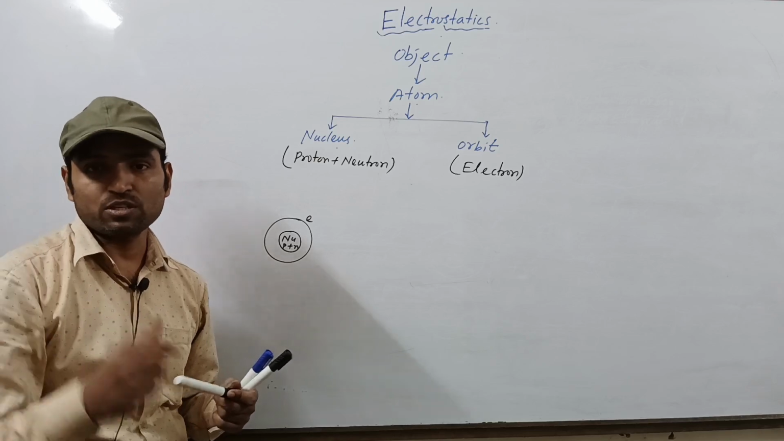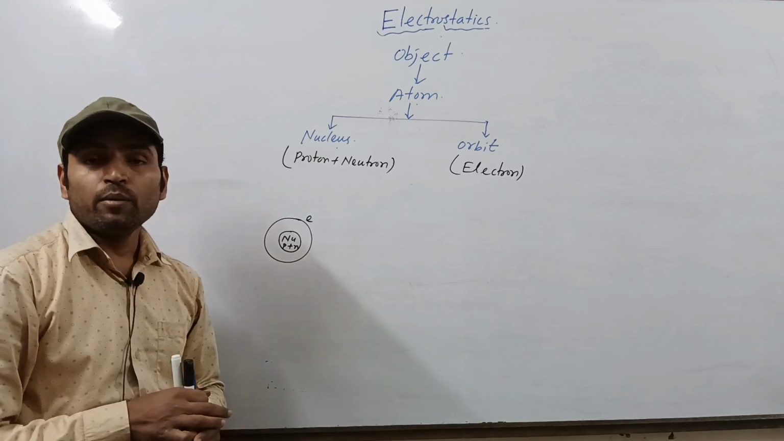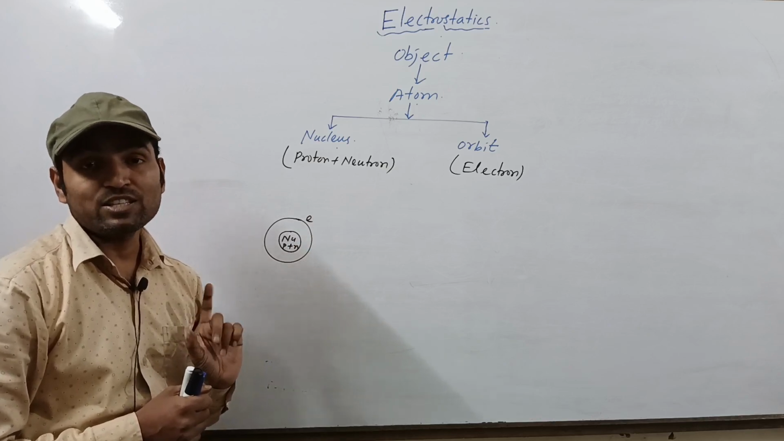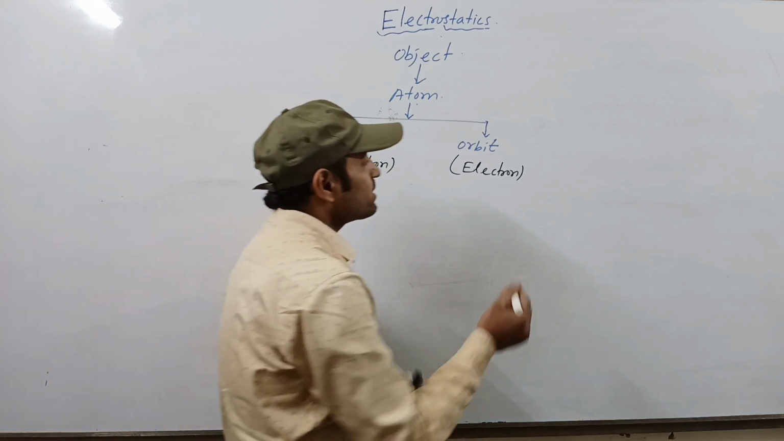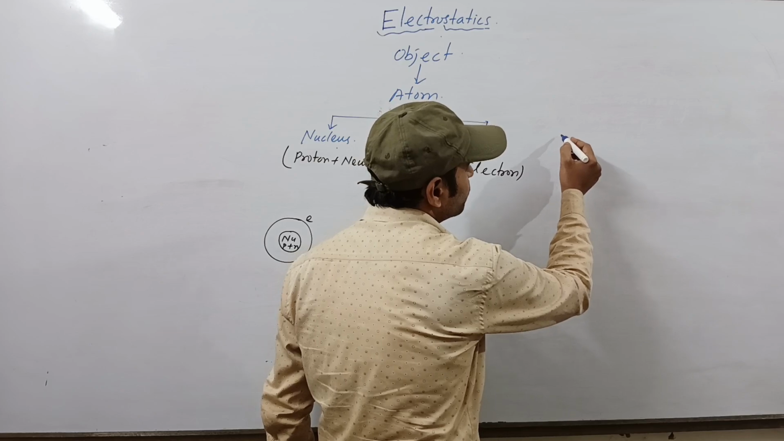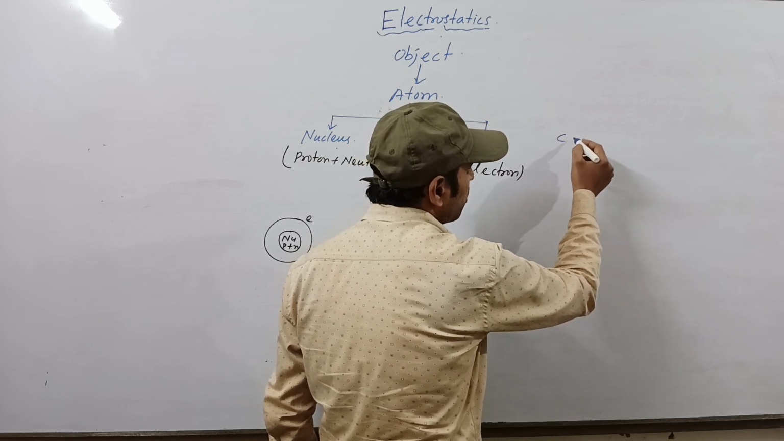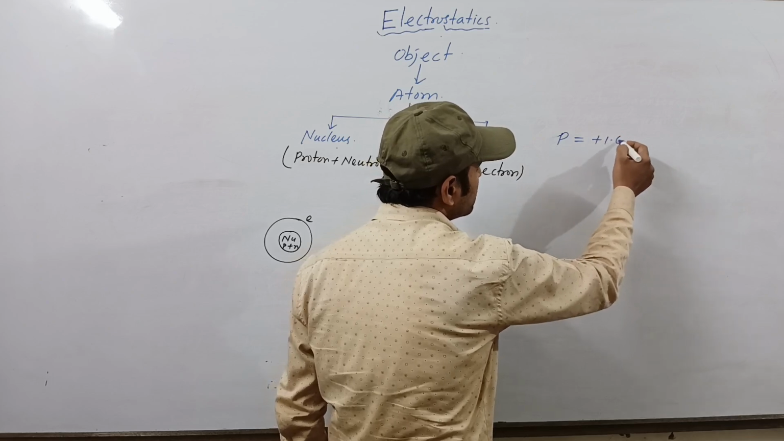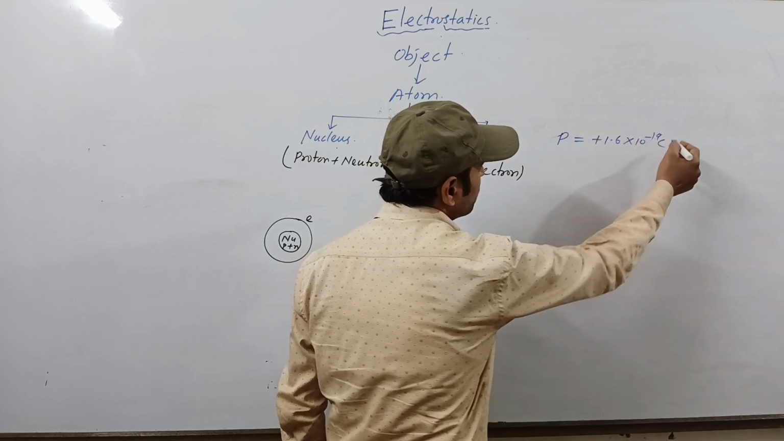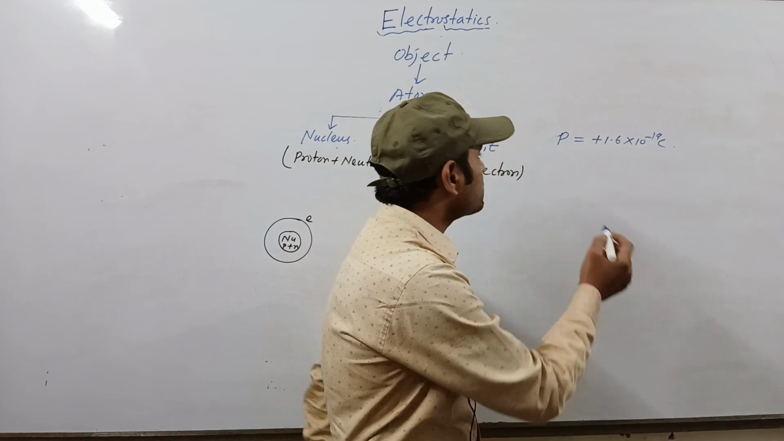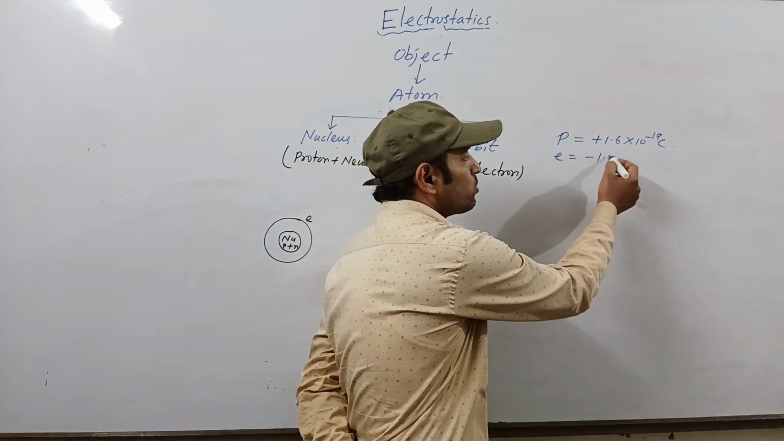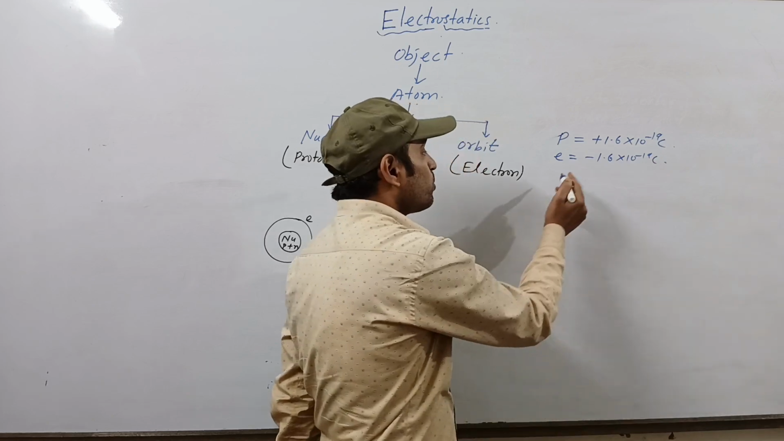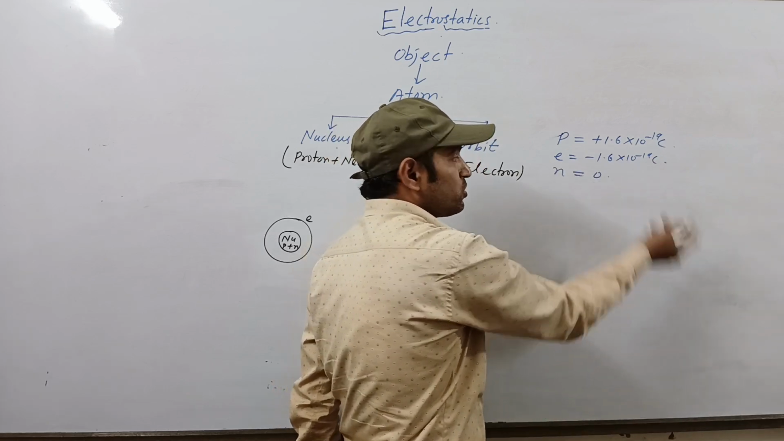There is no charge present on that particle. But we can remove only the electron, which has a negative charge. The charge of a proton is plus 1.6 into 10 to the power minus 19 coulomb, but the electron has a charge of minus 1.6 into 10 to the power minus 19 coulomb, and the neutron is neutral, 0.